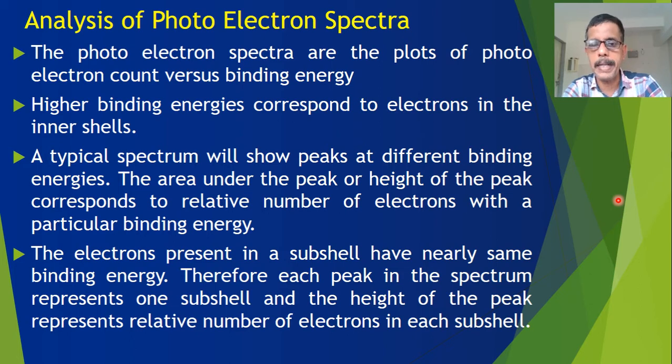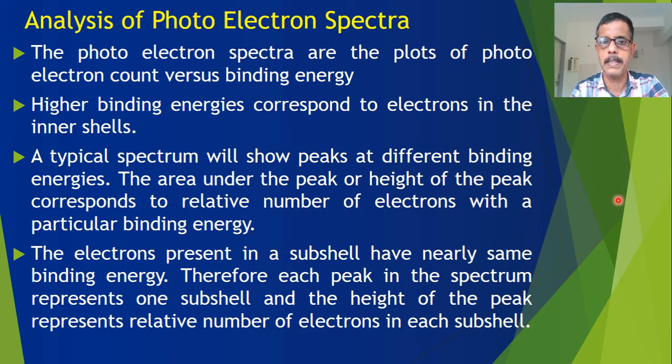If you see the spectrum, it shows a number of peaks having different binding energy, and the height or area under the peak corresponds to the number of electrons, or the relative number of electrons, with a particular binding energy. And the electrons present in a subshell will have nearly the same binding energy. That means each peak corresponds to a subshell, and the height of the peak corresponds to the relative number of electrons in that subshell.